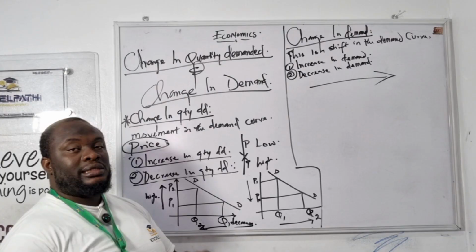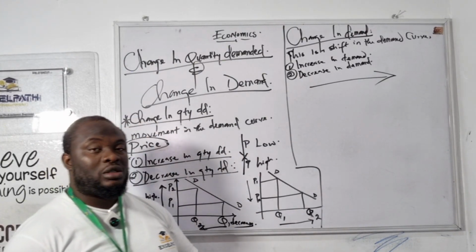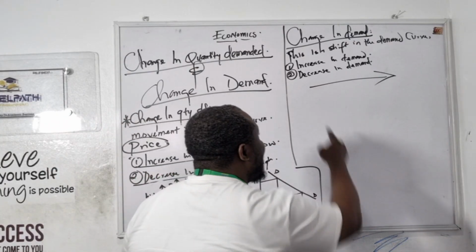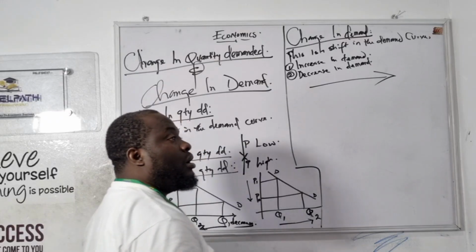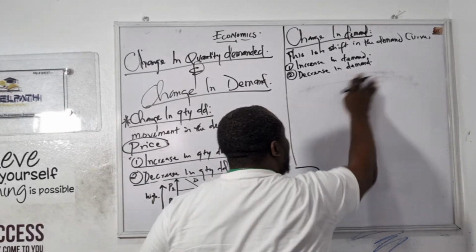Mr. A earned 13,000 naira before, now he's earning 1 million naira. So his income is what? Favorable. That factor is favorable. So which will lead to what? An increase in demand of Mr. A. This is what I'm talking about.